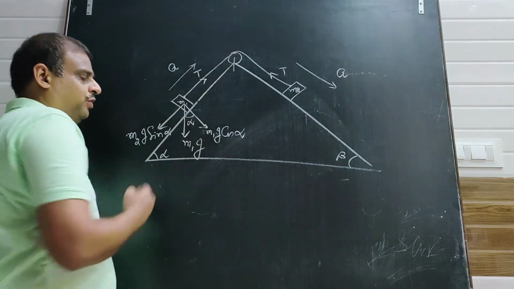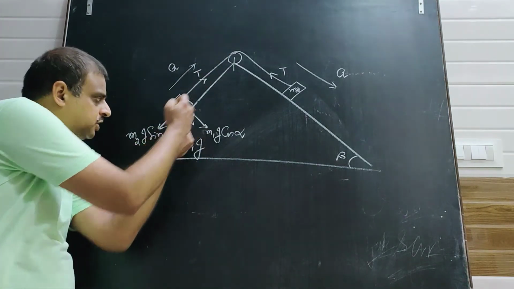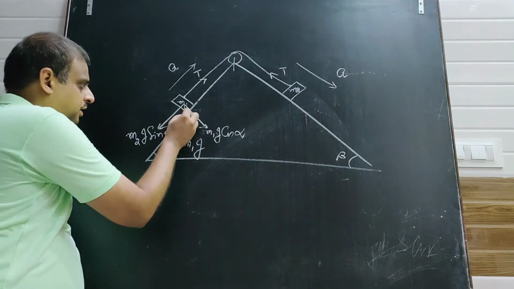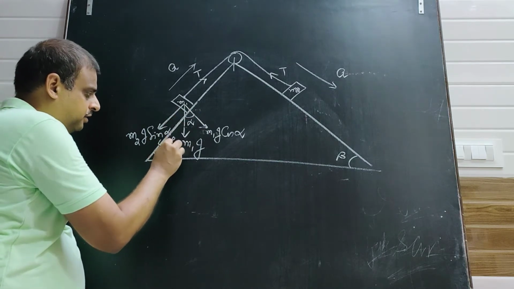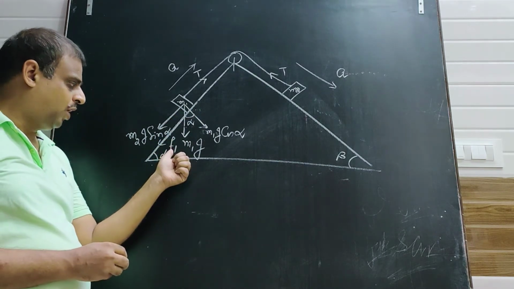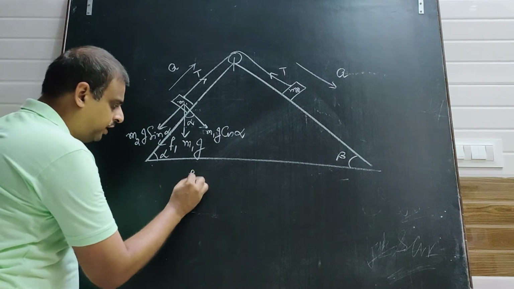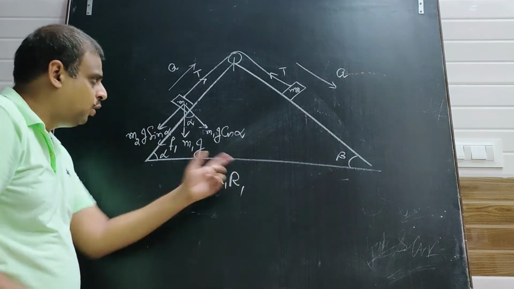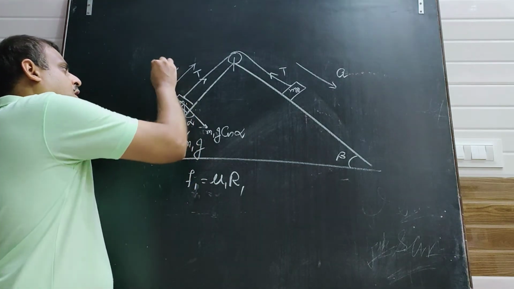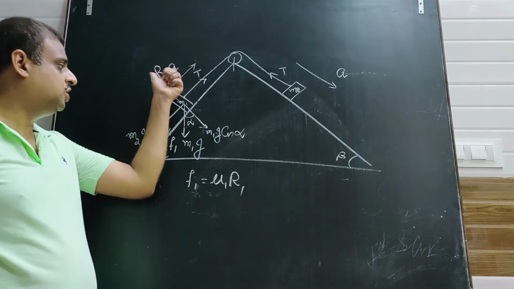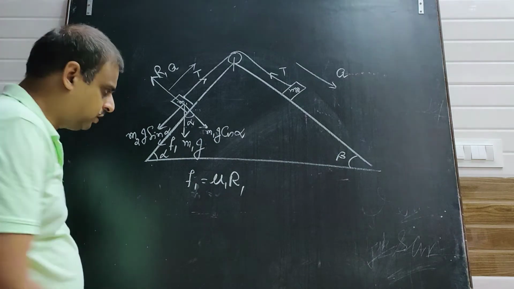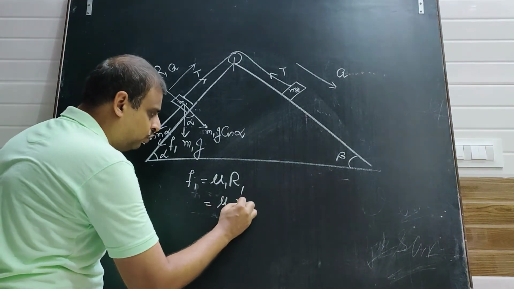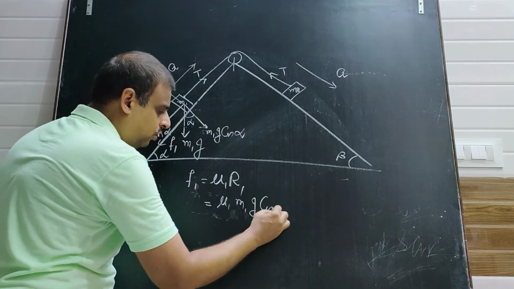If this body is moving upward, the force of friction is in downward direction, and that is in this direction. What is this F1 equal to? F1 is equal to mu1 R1. What is R1? R1 is the normal reaction, which is equal to m1g cos alpha. So this will be mu1 m1g cos alpha.